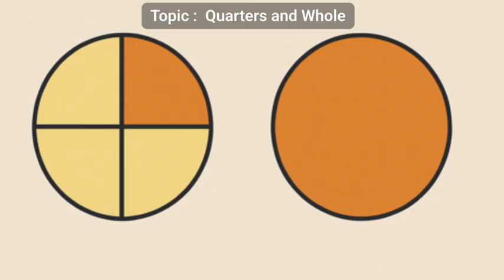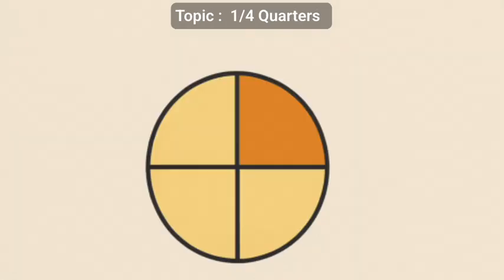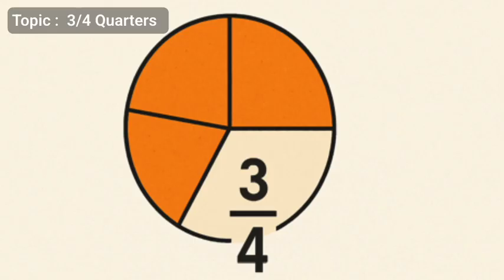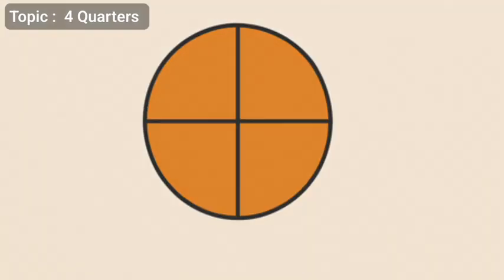Next topic, quarters and whole. Let's look at quarters together. 1/4 is equal to 1 upon 4, 1 piece out of 4. 2 quarters is equal to 1 upon 2, half the whole. 3 quarters is equal to 3 upon 4, 3 parts out of 4. 4 quarters is equal to 1 whole.